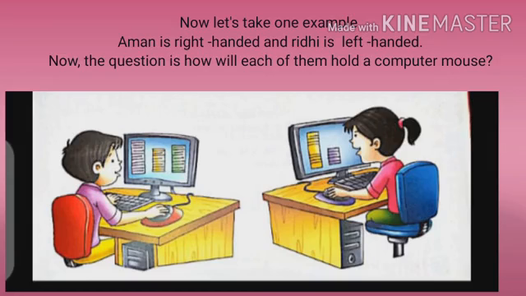Now let's take an example. Aman is right-handed and Riddhi is left-handed. There are two students. यहाँ पर two students बैठे हैं. The first one is Aman and the second one is Riddhi. They both are friends. Aman जो है वो right-handed है और Riddhi जो है वो left-handed. The question is, how will each of them hold a computer mouse?